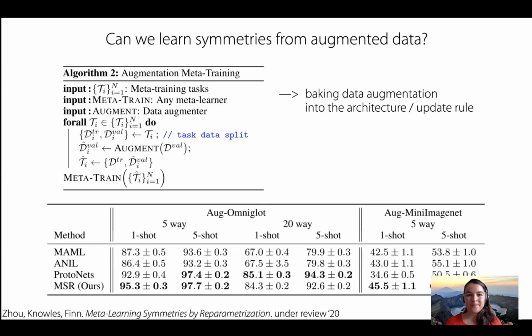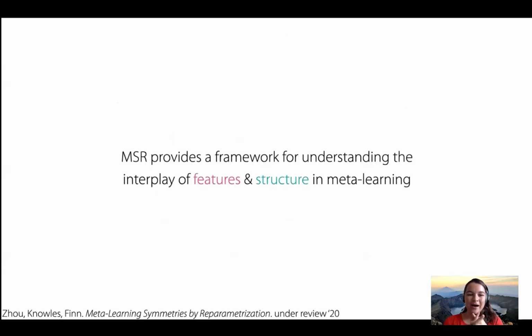Okay, cool. So we're pretty excited about this in the sense that I think it provides a framework for understanding the interplay of features and structure in meta learning. It specifically decomposes those two things, at least for equivariant and invariant structure, such that we can control which are being adapted in the inner loop and which are being shared across all tasks.